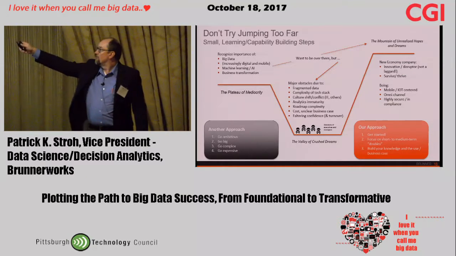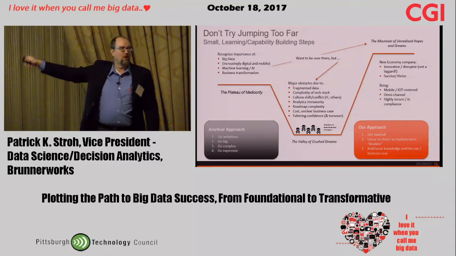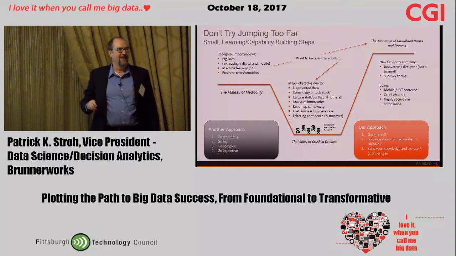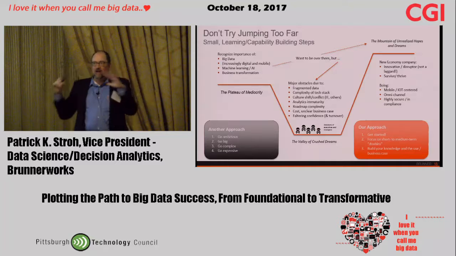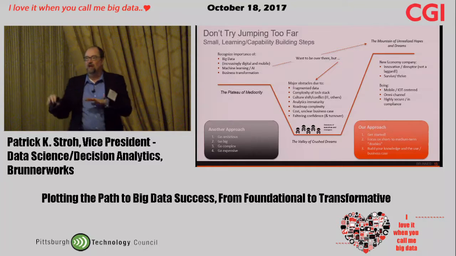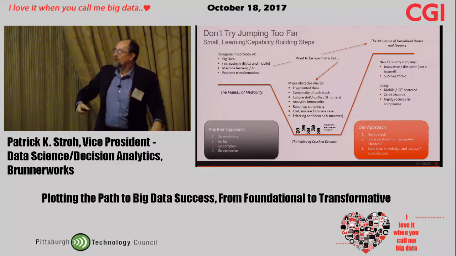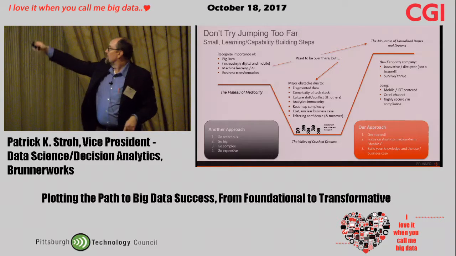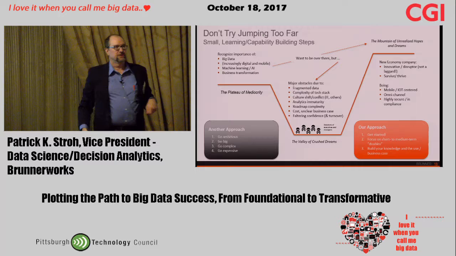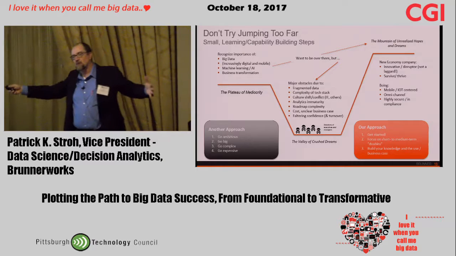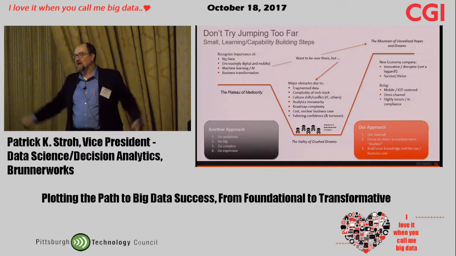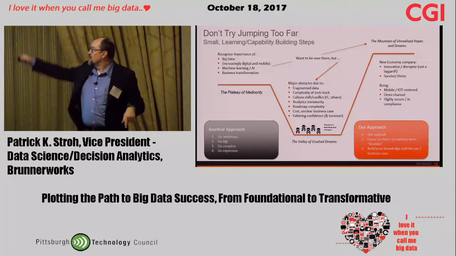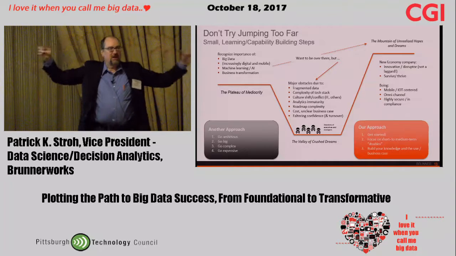Don't try to jump too far. There's a tendency for people to be over on what I call the plateau of mediocrity, which is they're floating over here. They're really not doing big data. They think it's important. They think analytics is important, machine learning, and then they start thinking about these big solutions, really big program implementations, hiring a data science staff, et cetera, being the innovative, big, dreamy, good ideas.